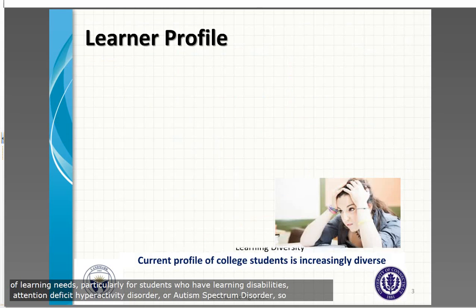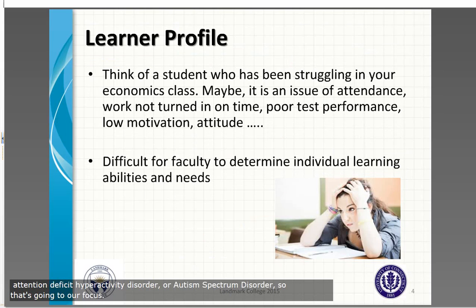But let me start by making this discussion real. What I'd like to do at this point is to invite you to think of a student you might be familiar with, one who is or has been struggling in your class. Now, as you know, there can be many reasons why a student may not be performing up to expectations. And as I've indicated on this slide, it can be due to poor attendance, work not turned in on time, low motivation, attitude, and so on.